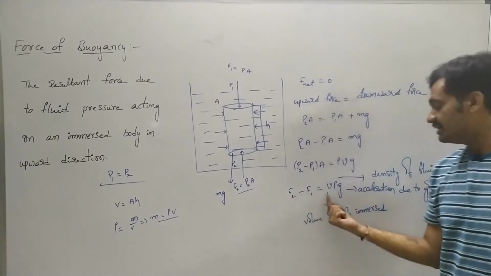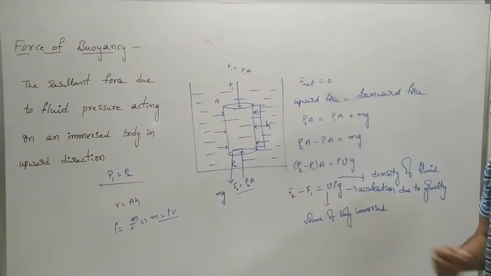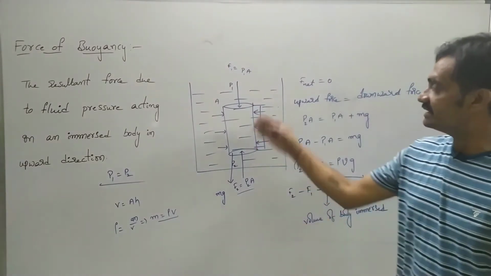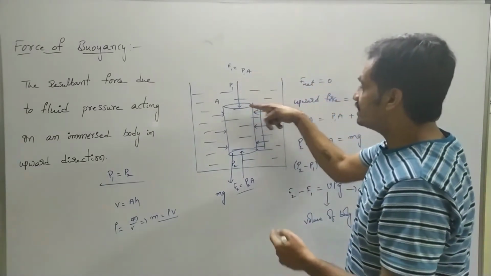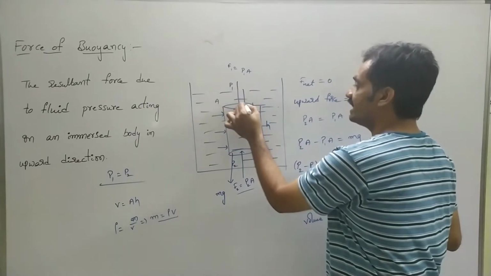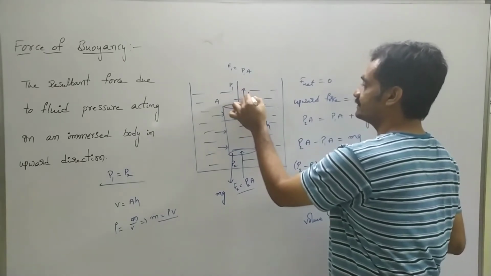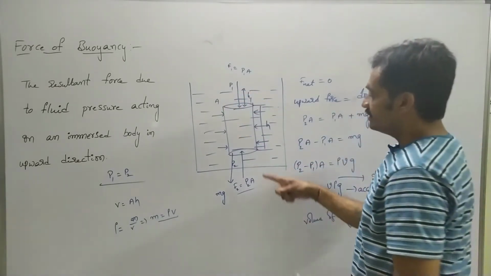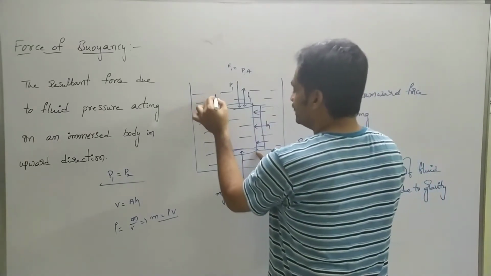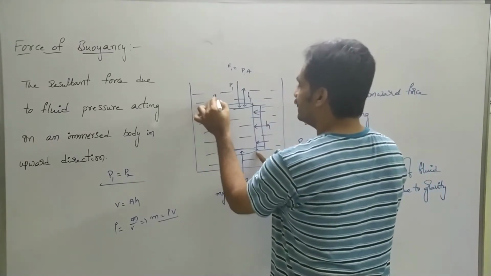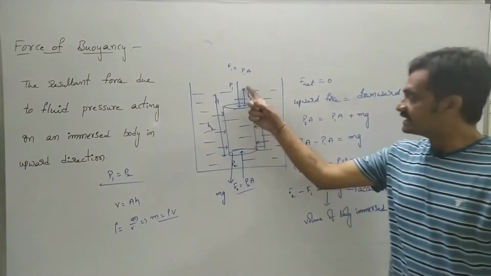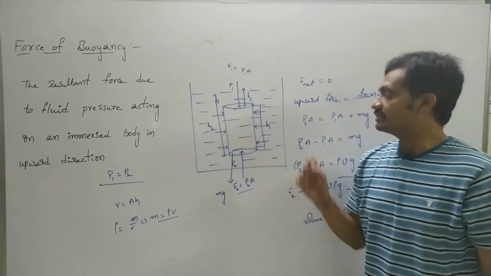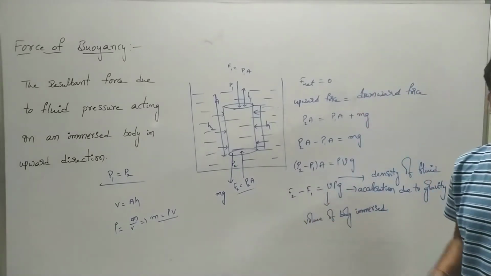F2 minus F1 is equal to V rho g. The same expression can also be represented in terms of height. From the surface of the fluid, the first face is at a height of h1. The second face of the cylinder is at a height of h2. Then, in this case, the force can be represented in terms of height.